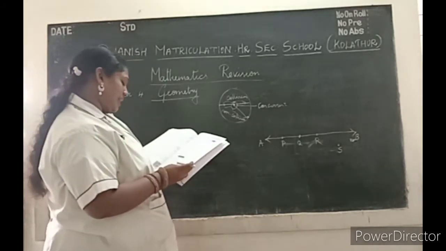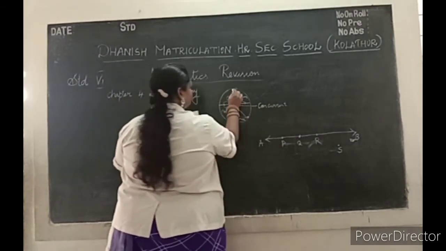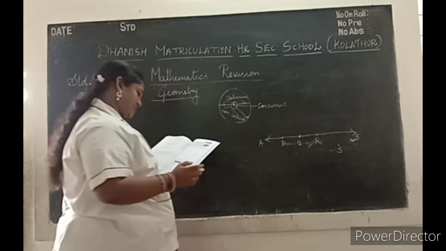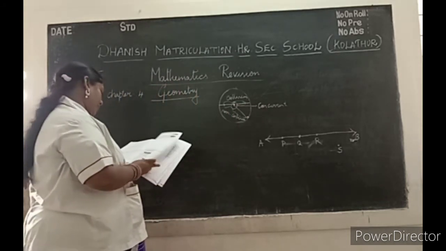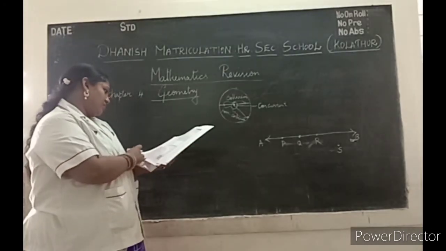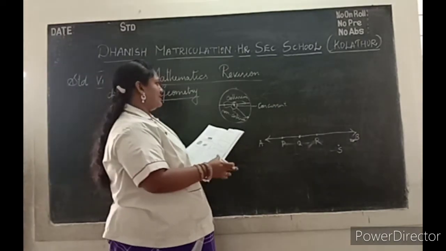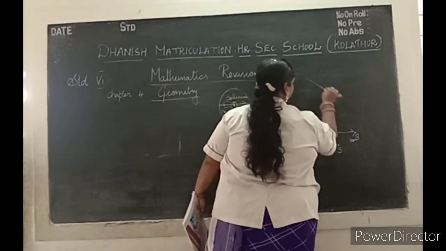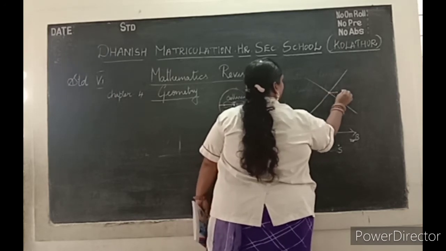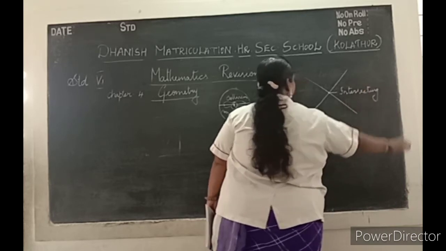Draw any line and mark the point of concurrency. As I told you, I have to draw a circle and mark the middle point. That will be called the concurrent point. So we saw what is a parallel line, what is a perpendicular line and what is an intersecting line. Where two lines meet, that point is called the point of intersection of the lines.